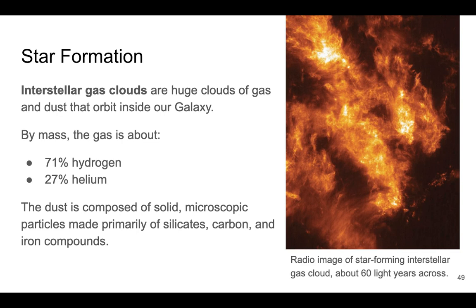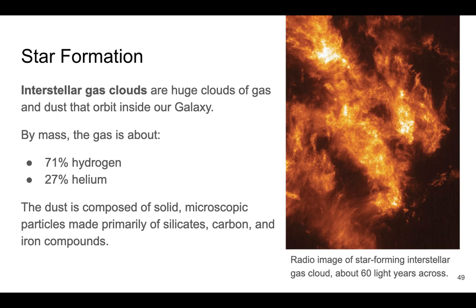And what's the dust? It's not like household dust. What astronomers refer to as dust is actually solid microscopic particles made primarily of silicates, carbon, and iron compounds. So hydrogen and helium have been around since the Big Bang. Where did these other things come from?